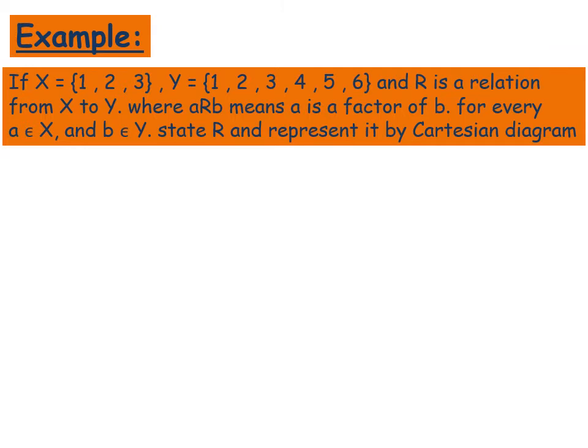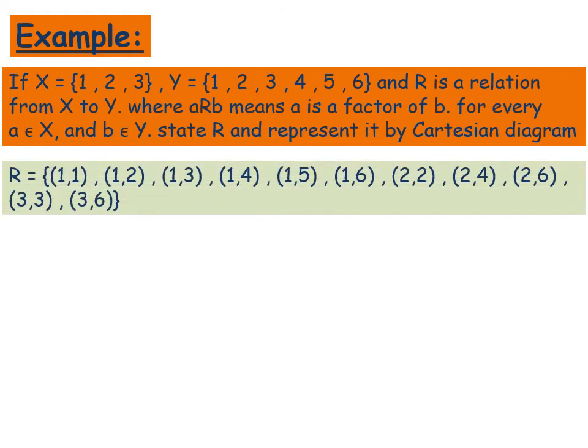So I will say that the ordered pair (1, 1) satisfies the relation. Also (1, 2), (1, 3), (1, 4), (1, 5), (1, 6), because 1 is a factor of any number. When I take 2, which belongs to X, I will take (2, 2), (2, 4), (2, 6). Then (3, 3), (3, 6). And that's what I call stating the relation R.